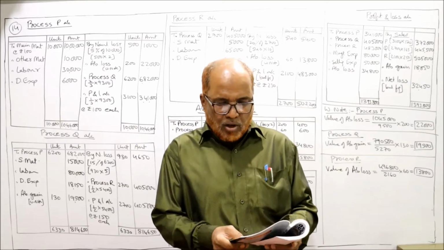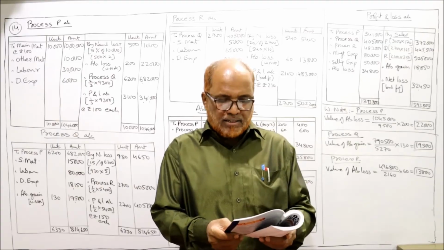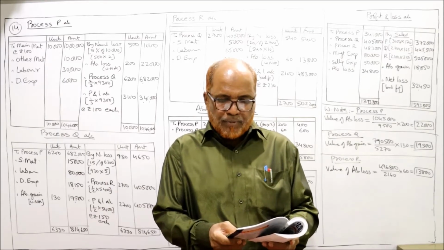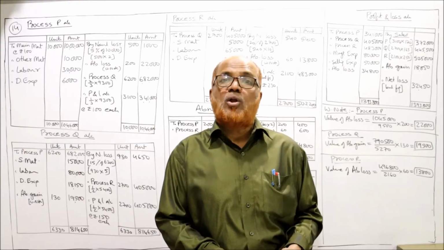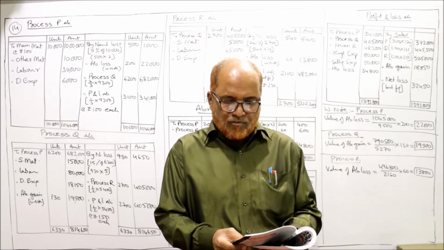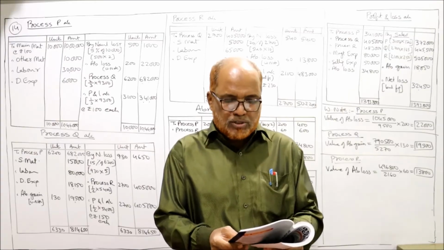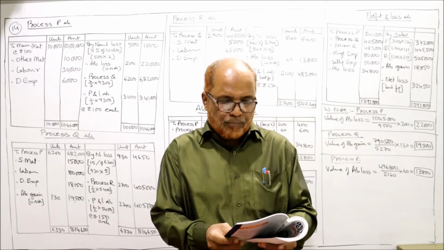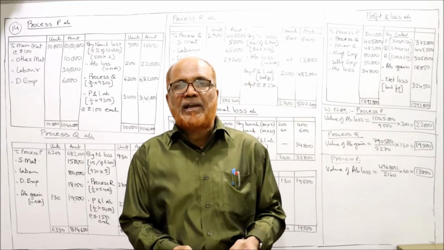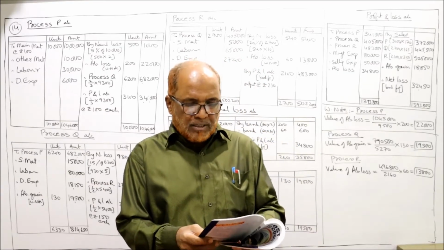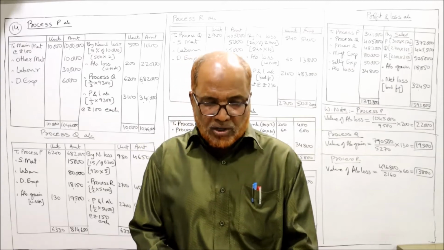The normal loss of the three processes, calculated on the input of every process, was P 5%, Q 15%, R 20%. This is the normal loss. And the loss of process P was sold at 2 rupees per unit, that of process Q at 5 rupees, and process R 10 rupees. This is the scrap value of normal loss. Prepare the three process accounts and the profit and loss account.